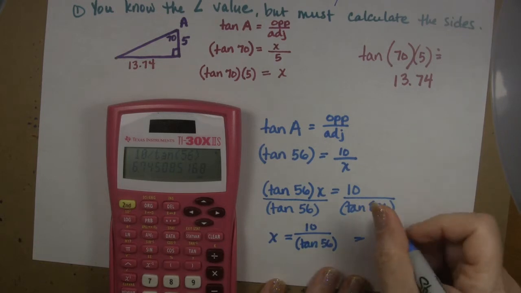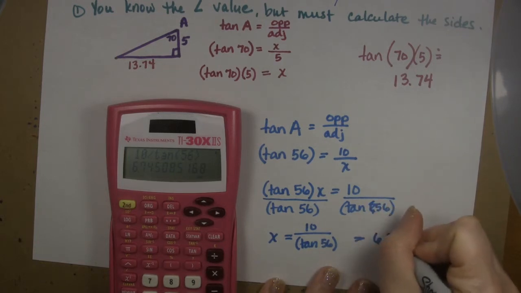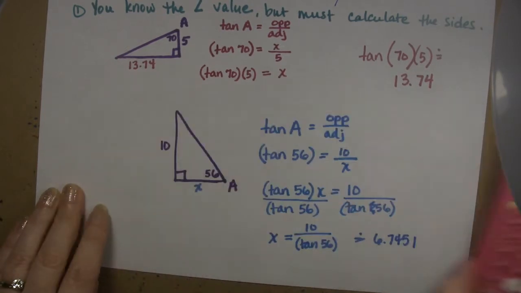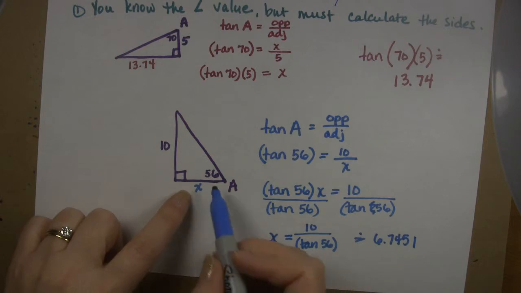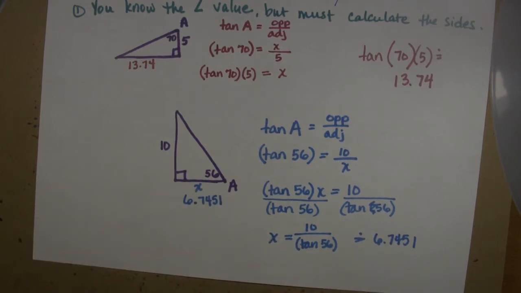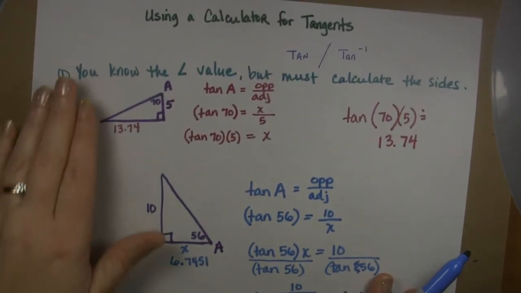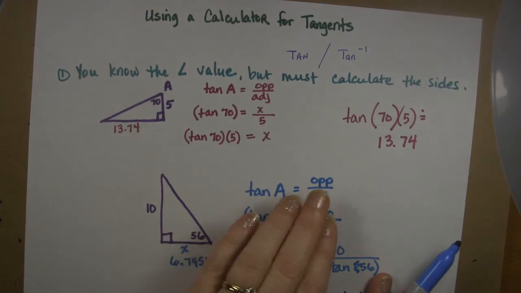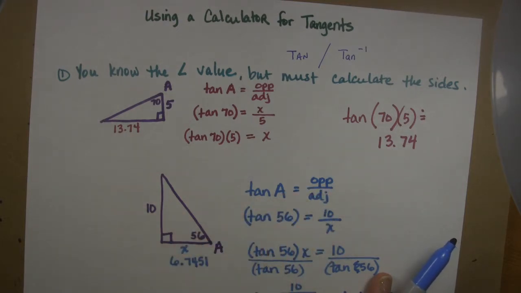And I get this ugly number, which is 6.7451 about. What that means is that this line segment right here is about 6.7451 units long. This one is 10 units, and this one is this funky number. All right, so that is what you do if you know the angle value and you have to calculate the sides. So you use the tangent function to calculate the sides.